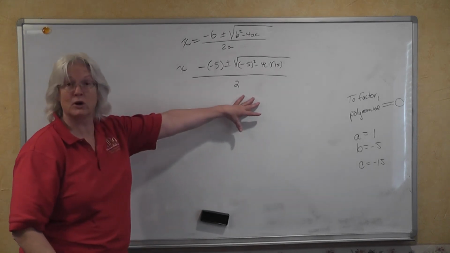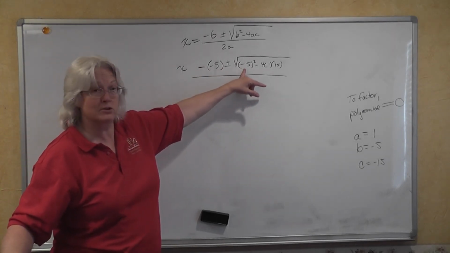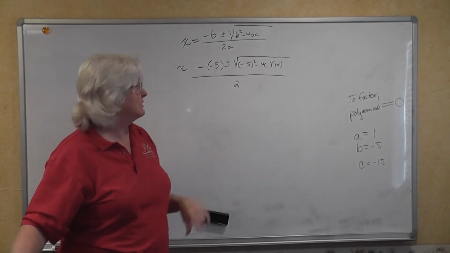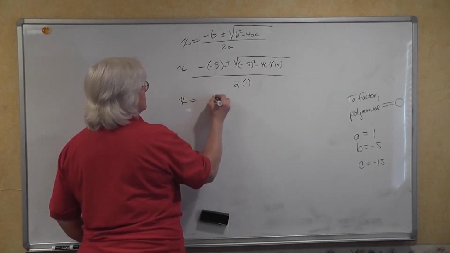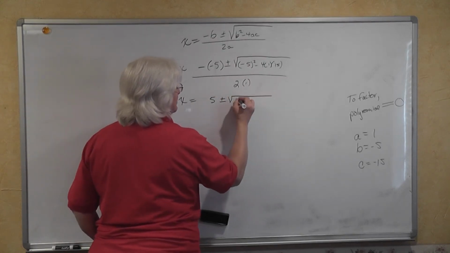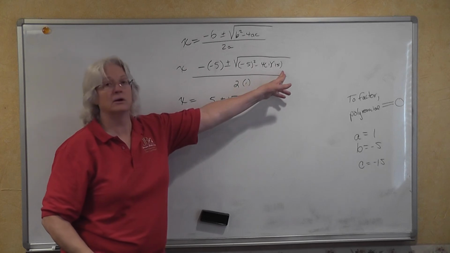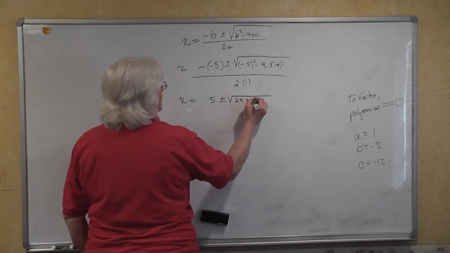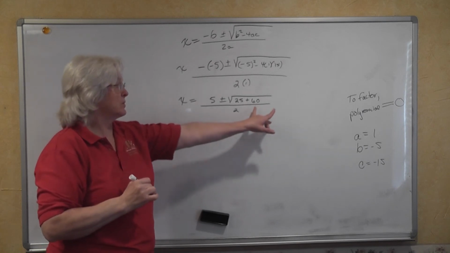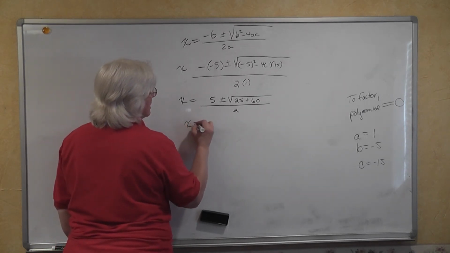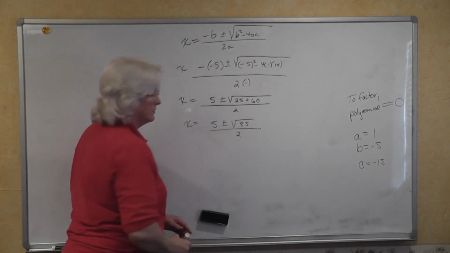Now let's see what we have. Make sure I've done my substitution correctly. B is a negative 5. Negative 5 squared. 4 times a is 1. C is a negative 15. Divided by 2 times 1. I now have x is equal to 5 plus or minus the square root of 25 plus 4 times 15 is 60. All of this divided by 2. Now we're going to have the square root of 85. X is equal to 5 plus or minus the square root of 85, all of this divided by 2.